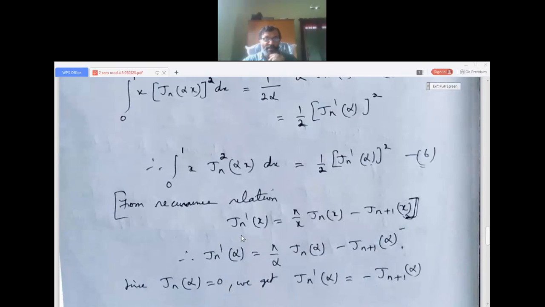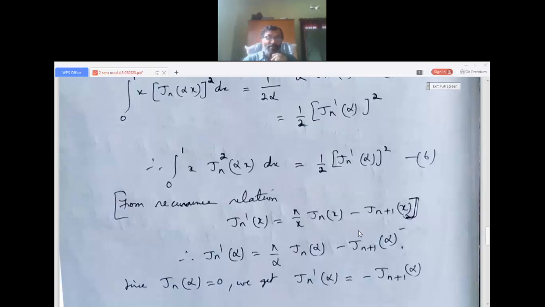Now we use the recurrence relation. From the recurrence relation, Jn dash of x is equal to n by x Jn of x minus Jn plus 1 of x. This is a recurrence relation, it is there in Bessel's equations. The derivation is not there in your syllabus, so I gave this just like a formula. So we use that recurrence relation here.